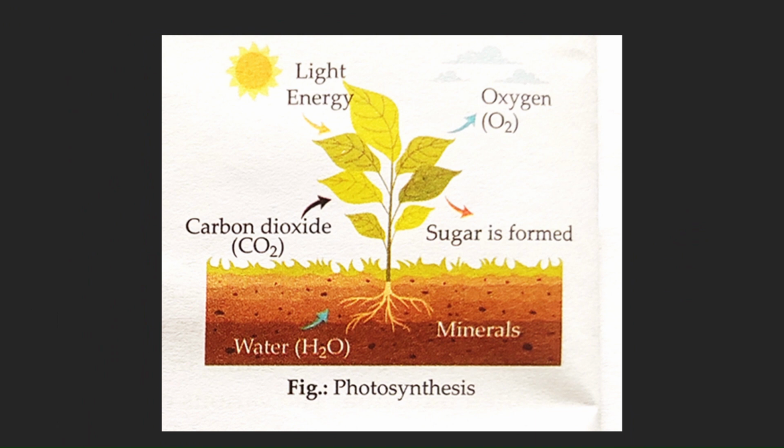So this is the diagram where photosynthesis is explained. Carbon dioxide from the air, water from the soil, and then photosynthesis happens with the help of sunlight and chlorophyll in the leaves, and then oxygen is produced, and of course sugar is formed.